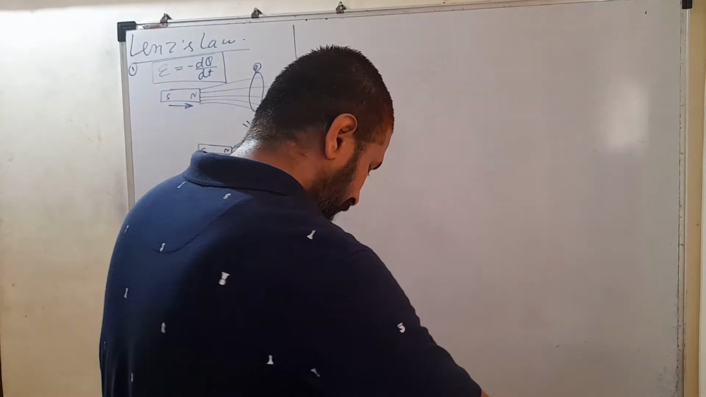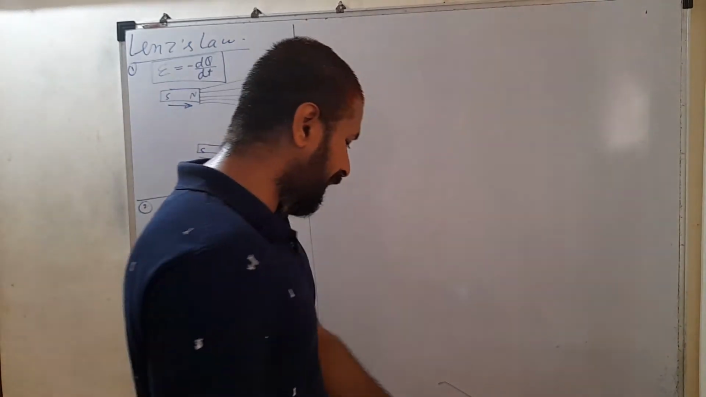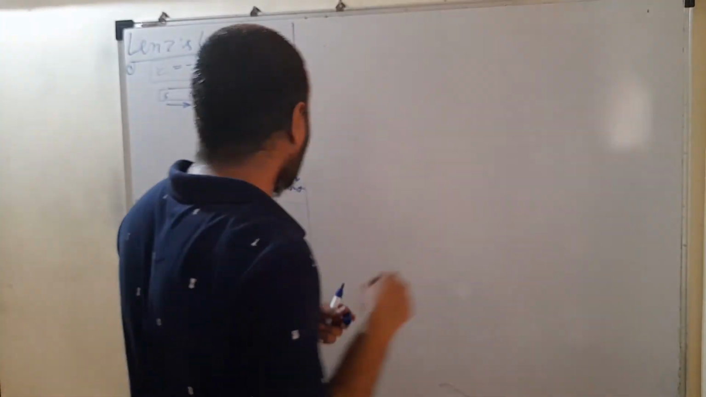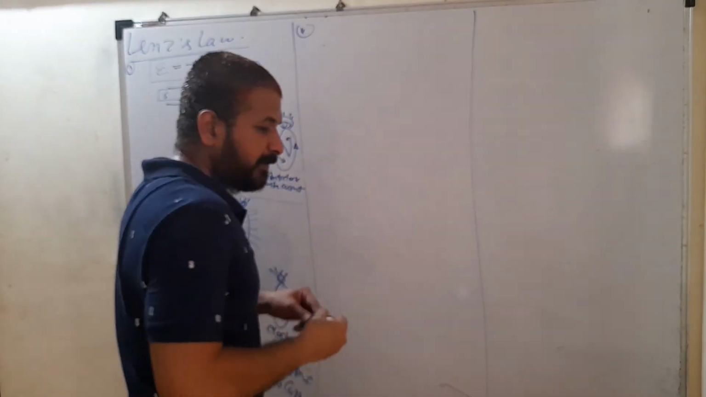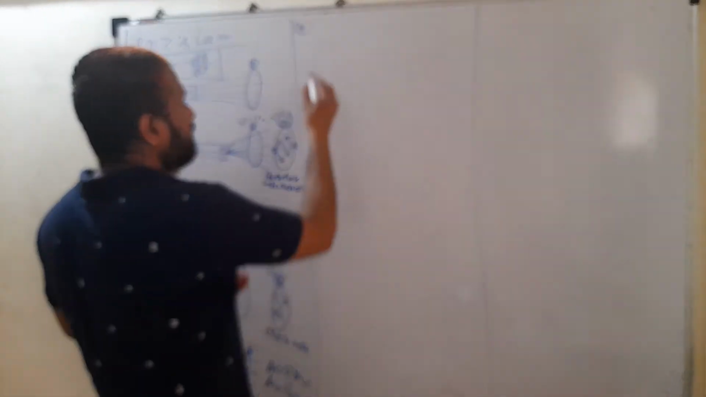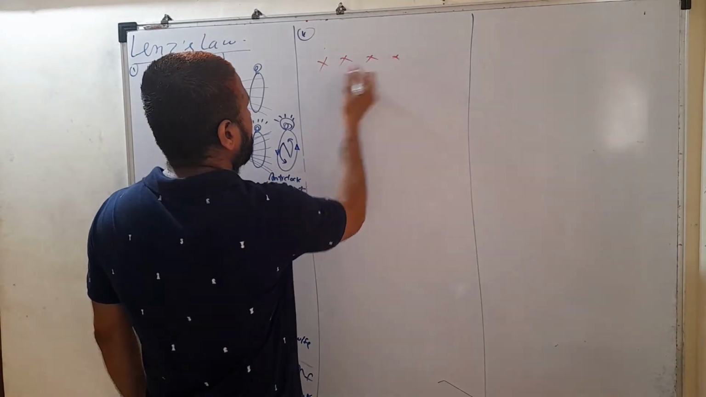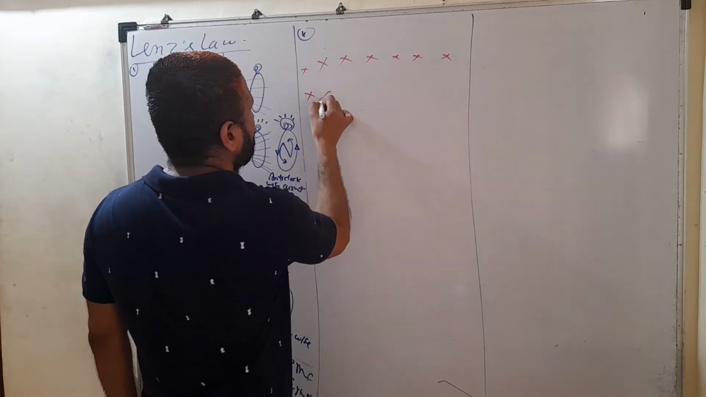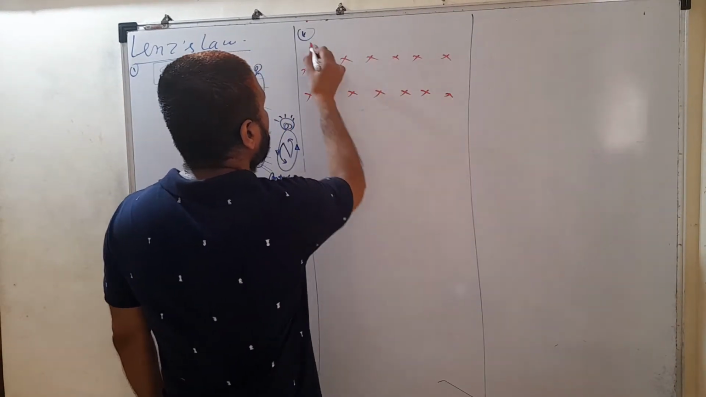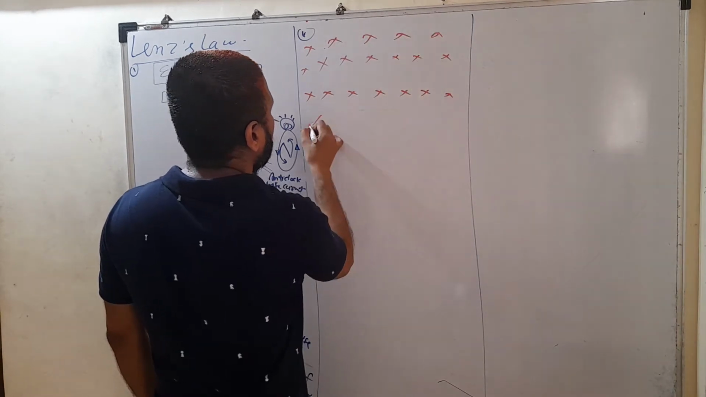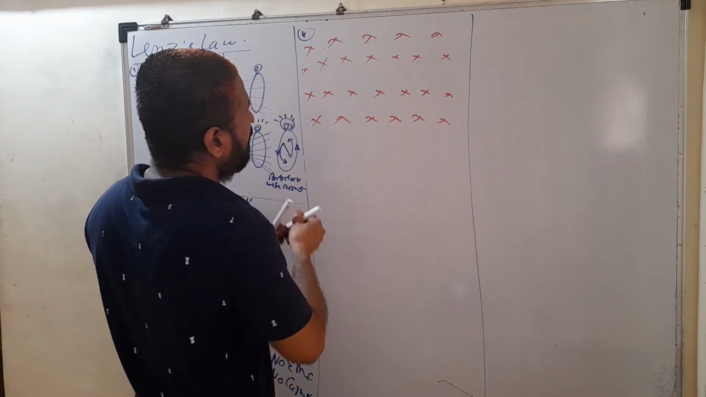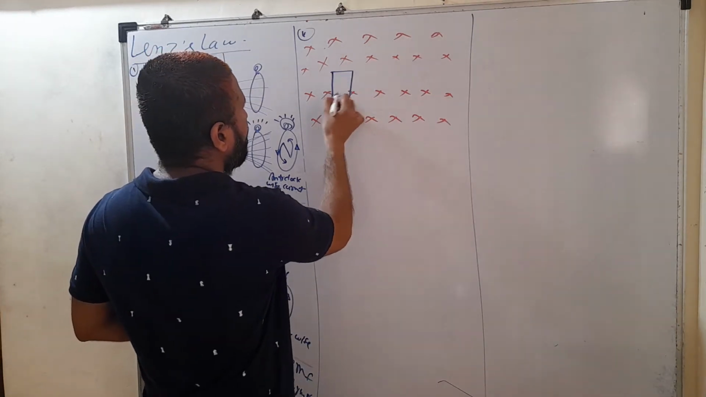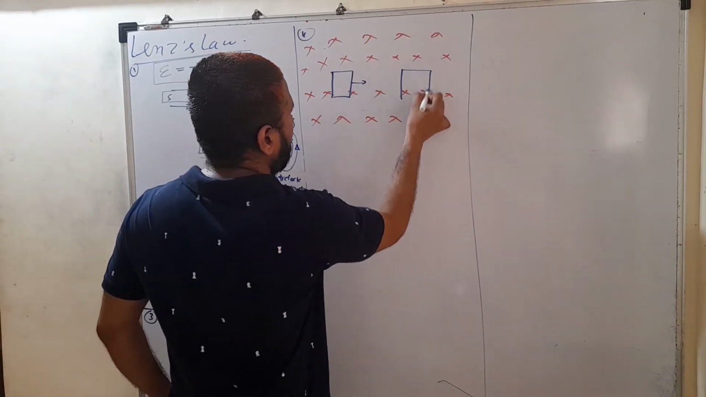Now, suppose an external magnetic field is already present. Fourth case. Suppose magnetic lines are already present, there is a region where magnetic field is already present, and inside that magnetic field, we are bringing a frame from here to here. इसको यहाँ से यहाँ तक मैं ले आया.